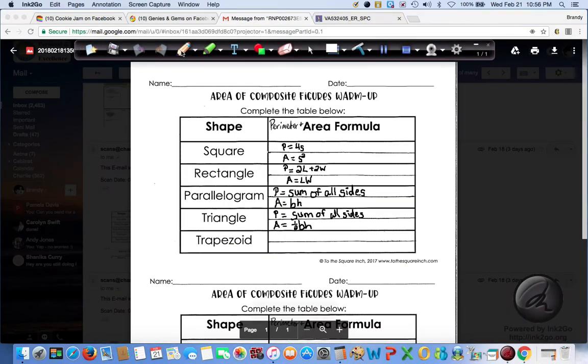And again, we will write perimeter is the sum of all sides, and then the area is going to be half the height times the sum of the bases. So it's just like a triangle, except to find this B, you have to add 2 bases together.